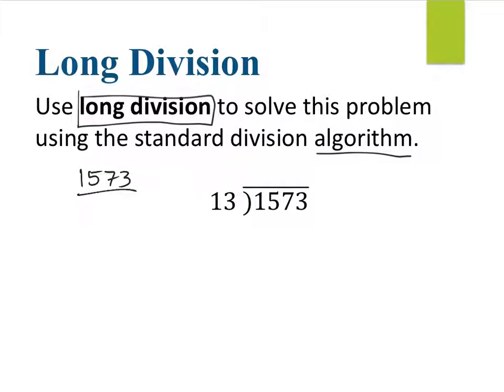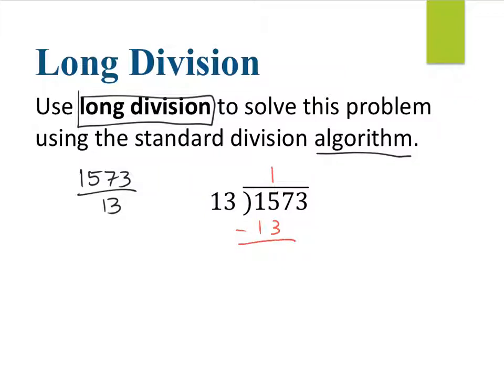1,573 divided by 13, right? So the thing that's being divided goes inside of the little radical sign. It's not a radical sign, but it goes underneath, and then the thing we're dividing by goes outside. So 13 does not go into 1, but it does go into 15. So I would write 1 times 13 is 13. So I write 13, and then I subtract.